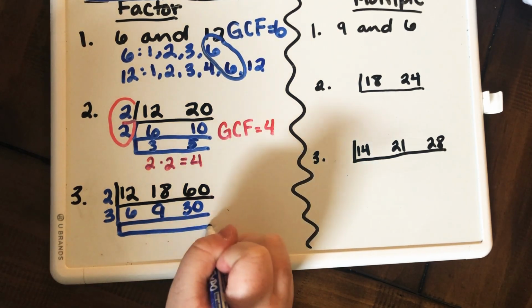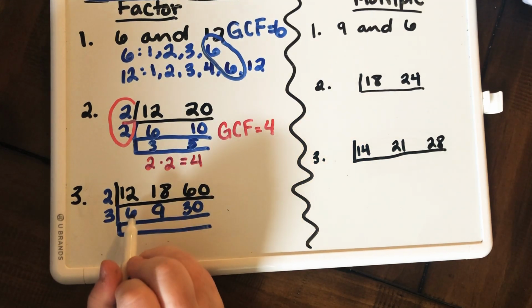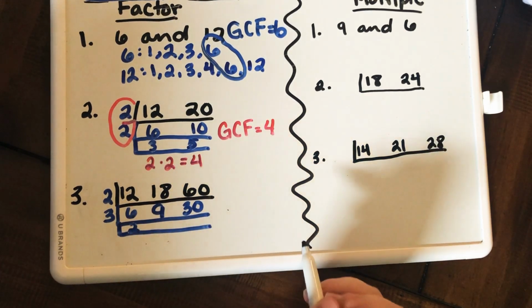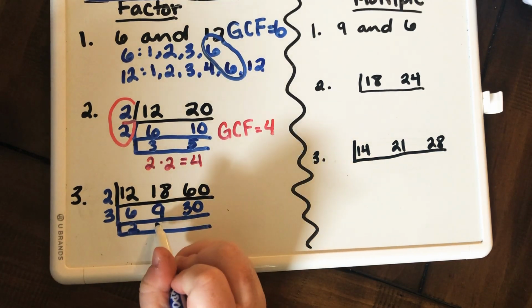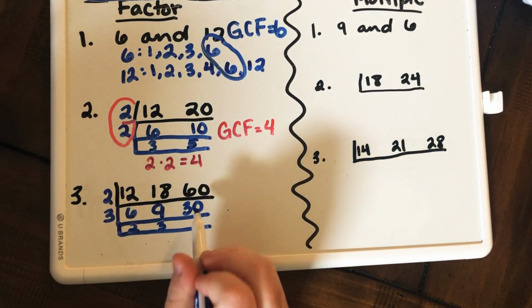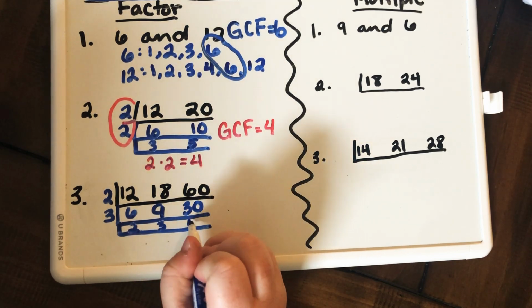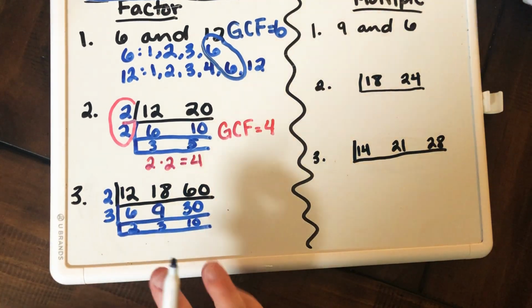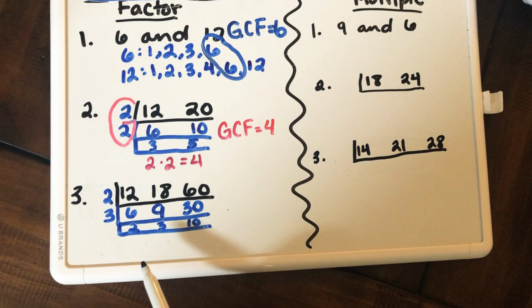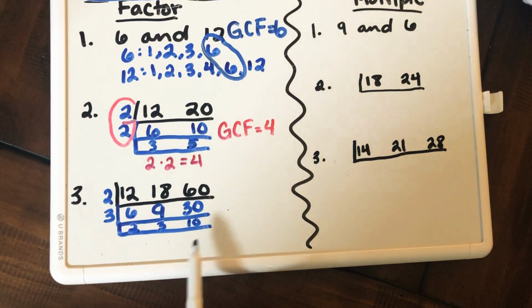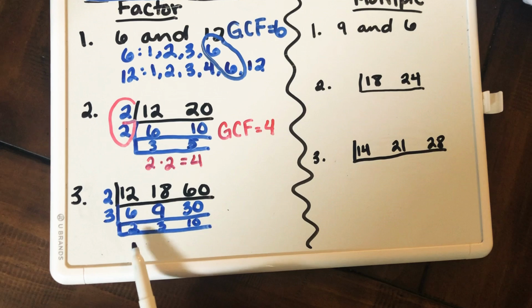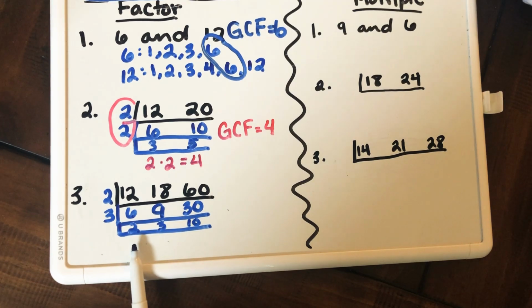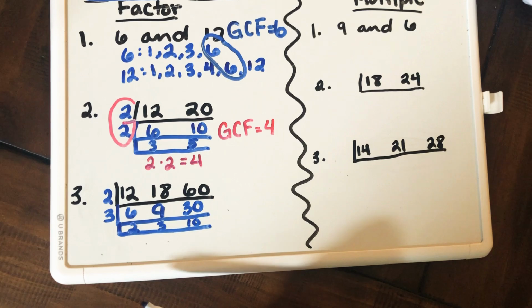Bring down your ladder. Oop, that one's a little small. That's okay though. 6 divided by 3 gives me 2. 9 divided by 3 gives me 3. And 30 divided by 3 gives me 10. So this is where I really need you to pay attention, because this is where the difference happens. If you notice, we have a 2, a 3, and a 10. All 3 of these do not have a common factor, but 2 of them do. I could keep going because 2 goes into both 2 and 10.